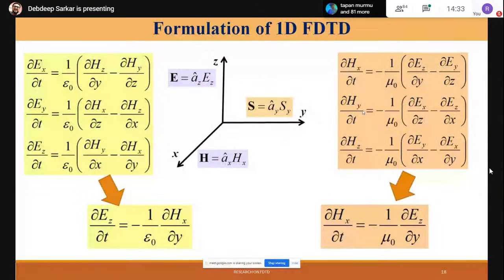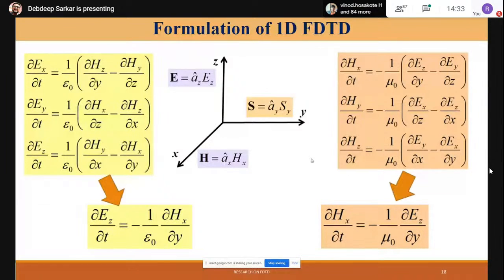But what we are going to start with, as I mentioned, is the one-dimensional FDTD. Three-dimensional, as you can see, has all these equations that can be too troublesome for a person who is just sitting and looking at some slides.